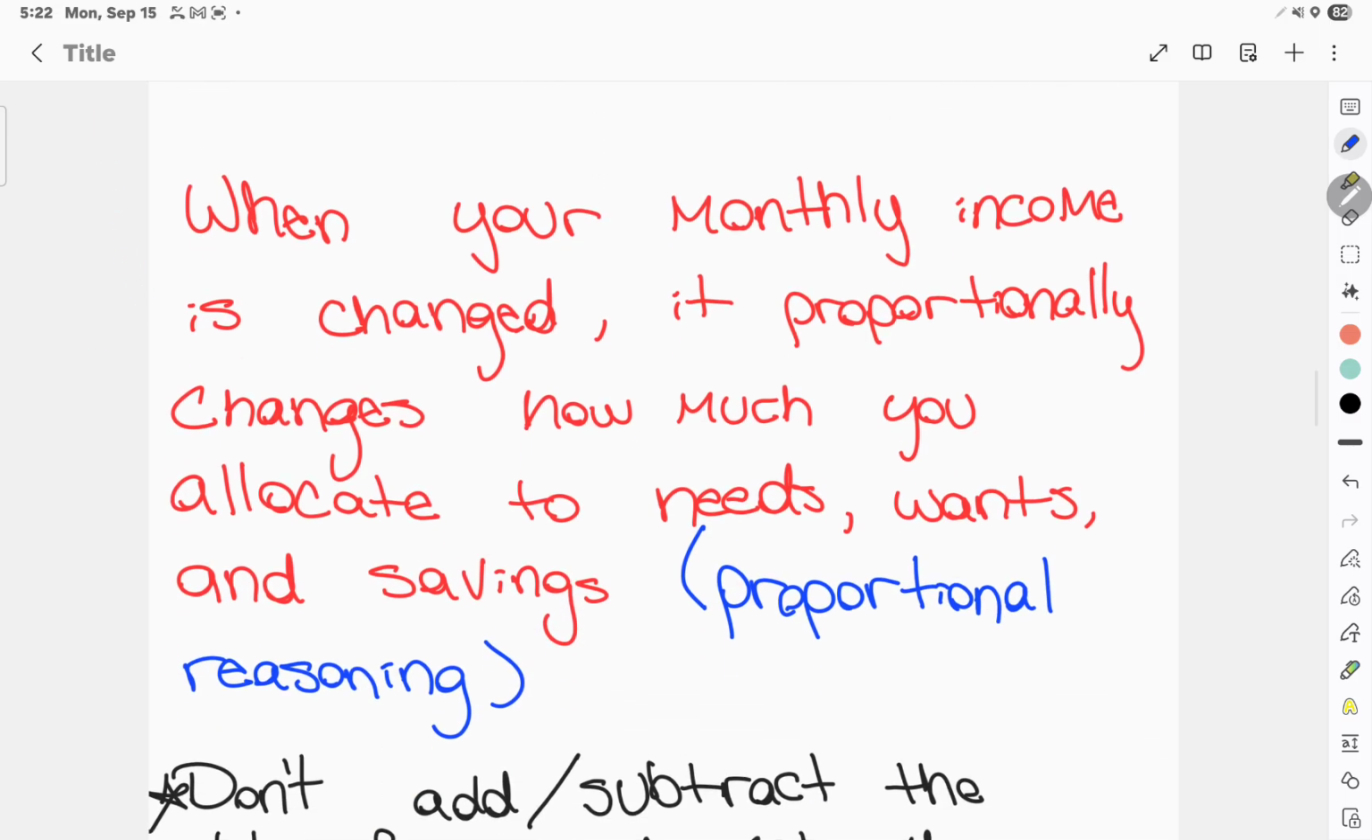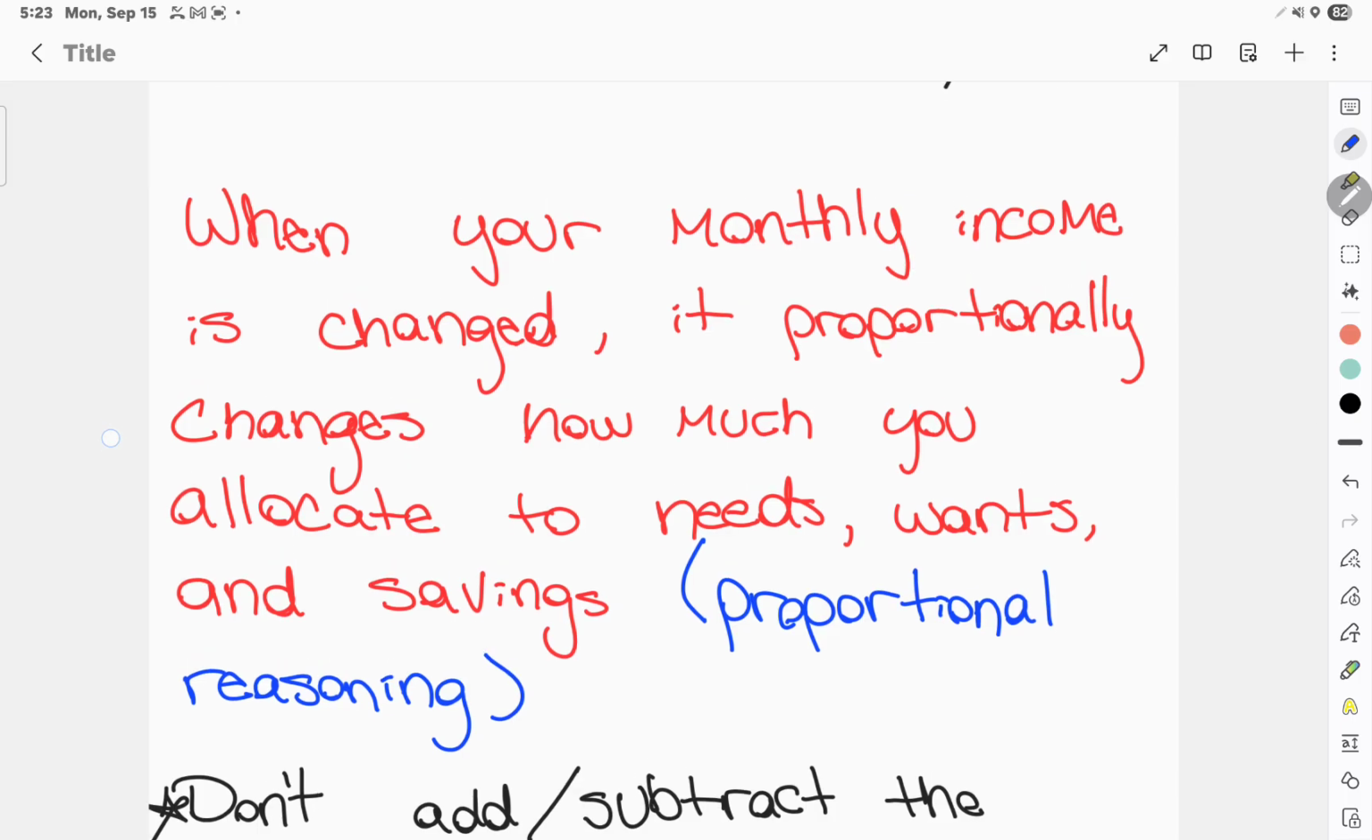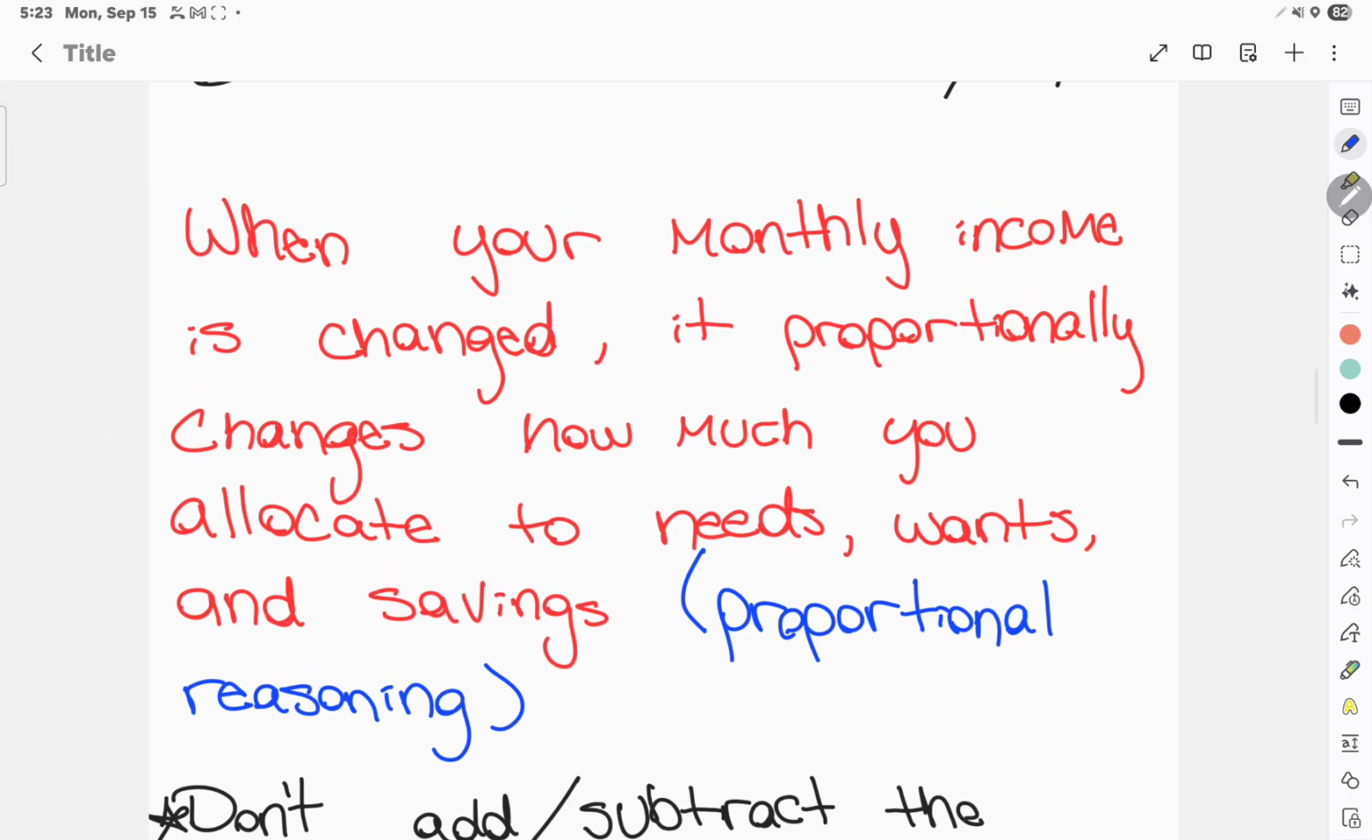So when your monthly income is changed, it proportionally changes how much you allocate to needs, wants, and savings. We'll go through a couple examples here in just a minute, but the important part is this is known as proportional reasoning. That when I, for example, get a $800 bonus, which is the example we're about to go through, then I will increase every single category by $800.